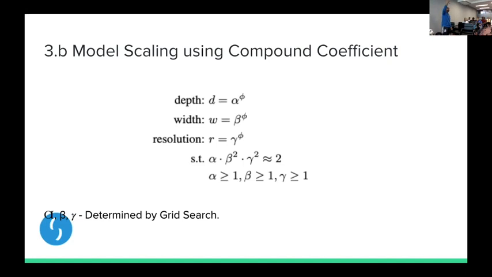Something like that, so that when we multiply alpha into beta into gamma, it should be approximately equal to 2. You should not go beyond that. The other use case is that all three, alpha, beta and gamma, should be greater than or equal to 1. That's what they effectively used. They use grid search, a type of algorithm, to identify which parameters are the best.